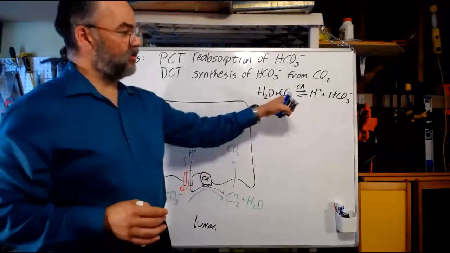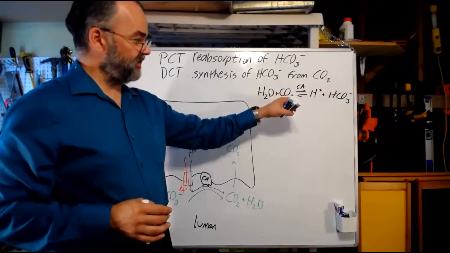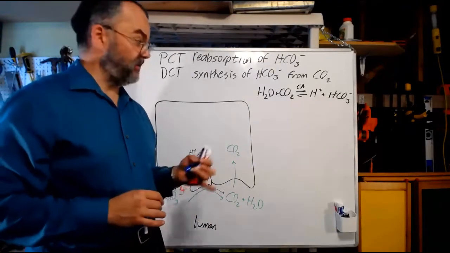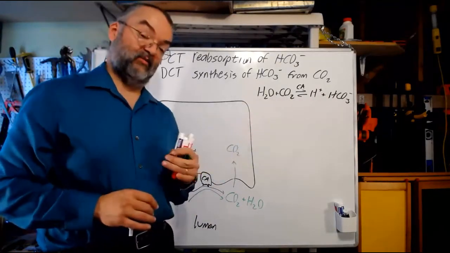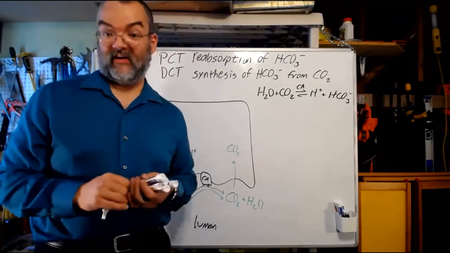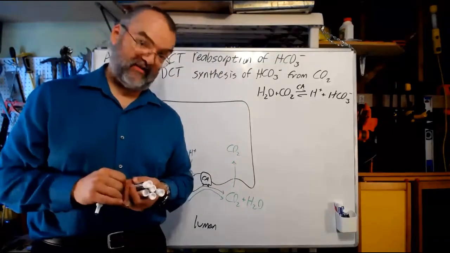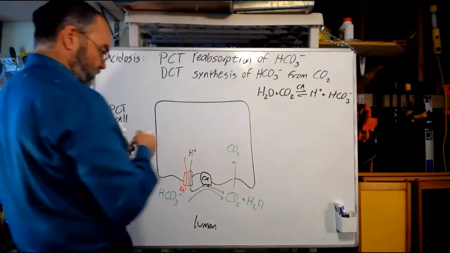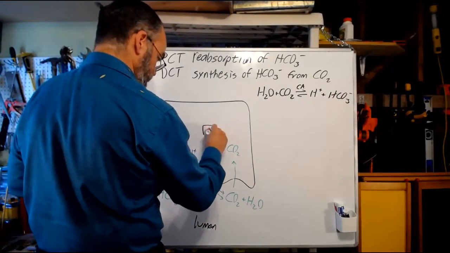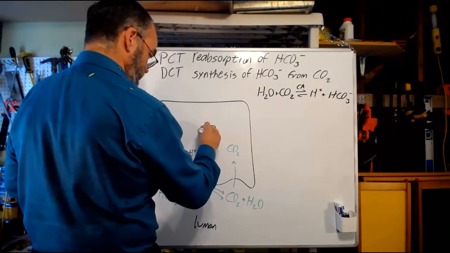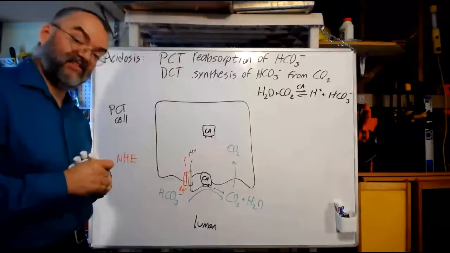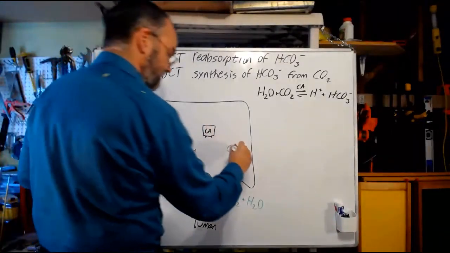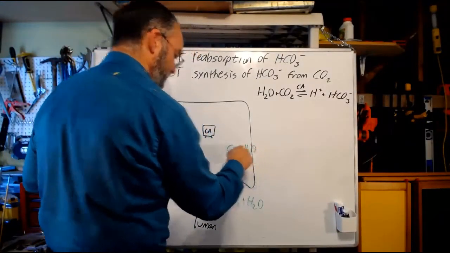If only there were a way to turn carbon dioxide into something that can't just leave this cell, that would be useful to me. I could react it with water in the presence of carbonic anhydrase and turn it back into a bicarbonate ion. But I would need carbonic anhydrase, which, as it turns out, I have. Inside the cell, as well as on the apical membrane, I have carbonic anhydrase enzymes.